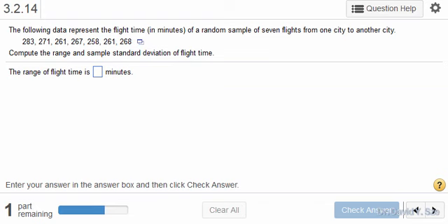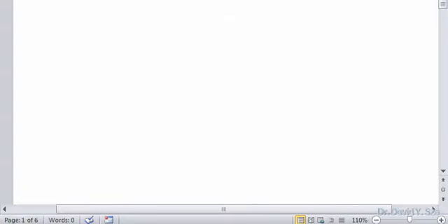Let's go to some scratch paper to do the computation for range. What is the range? Well, the range in statistics has a very particular meaning. Like a lot of terms, in statistics, this is a term that has a more specific meaning than it does in regular English. The range in statistics is the largest number minus the smallest number in some set of data.